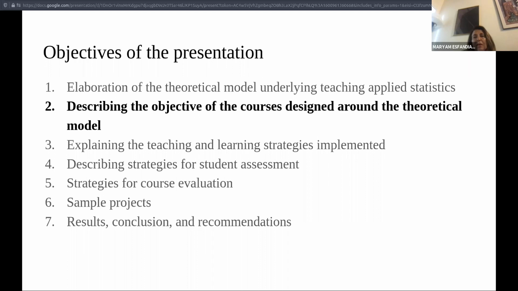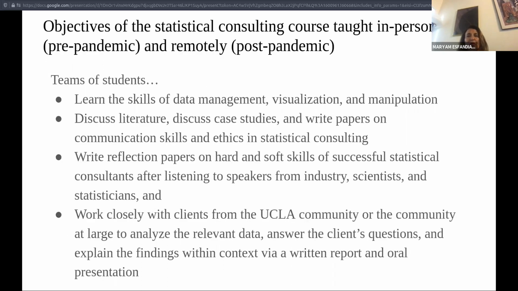Now I want to describe the objectives of the course. Stephanie, I think you need to go a couple of slides. One more. Okay. We want to talk about the objectives of a statistical consulting course that was taught in person pre-pandemic and post-pandemic. This is our 141SL and 140. In the first course, they learn data management, visualization, and manipulation. Professor Liu teaches that course. In 140, they also talk about communication skills. In 141, we talk about the ethics of statistical consulting.